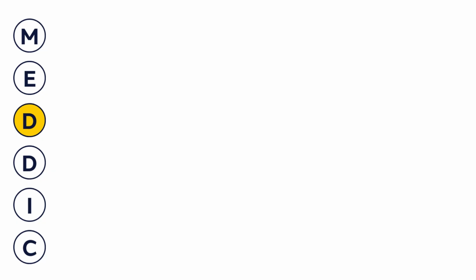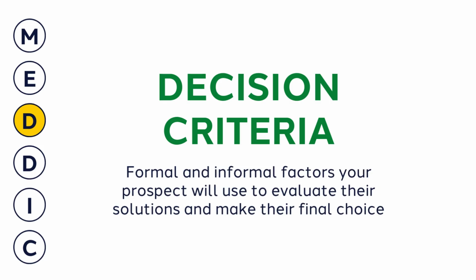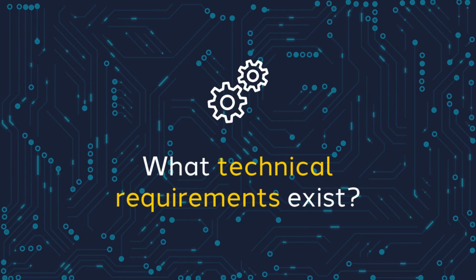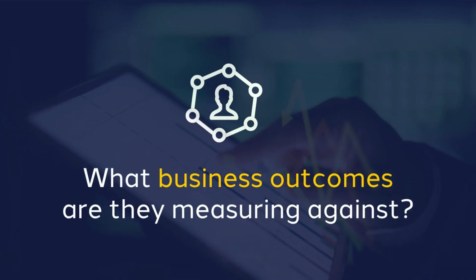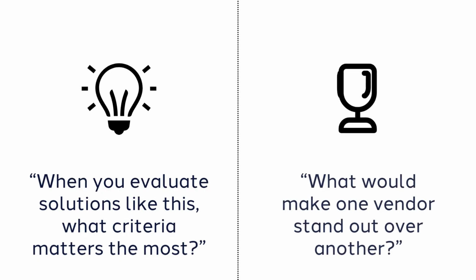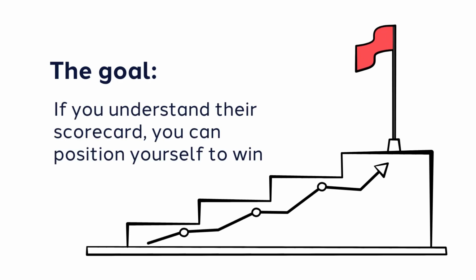D is for decision criteria. These are the formal and informal factors your prospect will use to evaluate solutions and make their final choice. You need to understand what are their must-haves versus nice-to-haves. What technical requirements exist? What business outcomes are they measuring against? You can do this by asking, when you evaluate solutions like this, what criteria matter the most? Or, what would make one vendor stand out over another? The goal is to shape these criteria so that your solution aligns perfectly. If you understand their scorecard, you can position yourself to win.